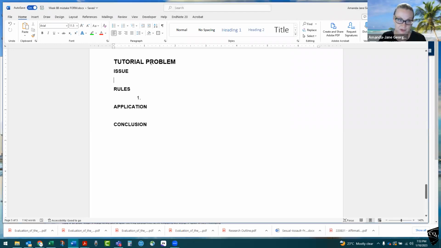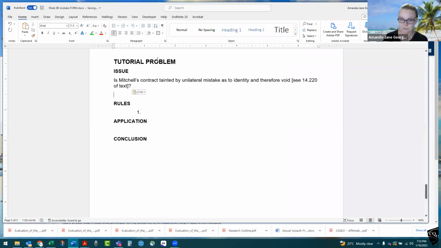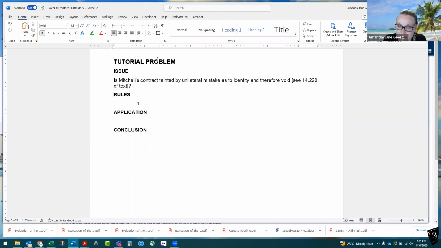Normally just short, sharp, and shiny. Is Mitchell's contract tainted by unilateral mistake as to identity and therefore void?